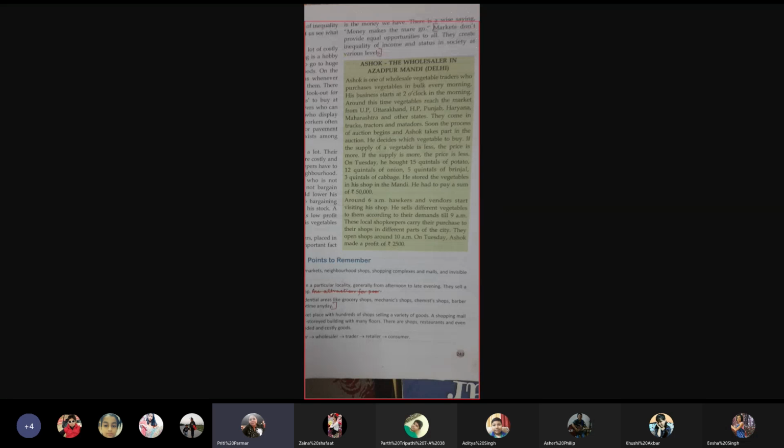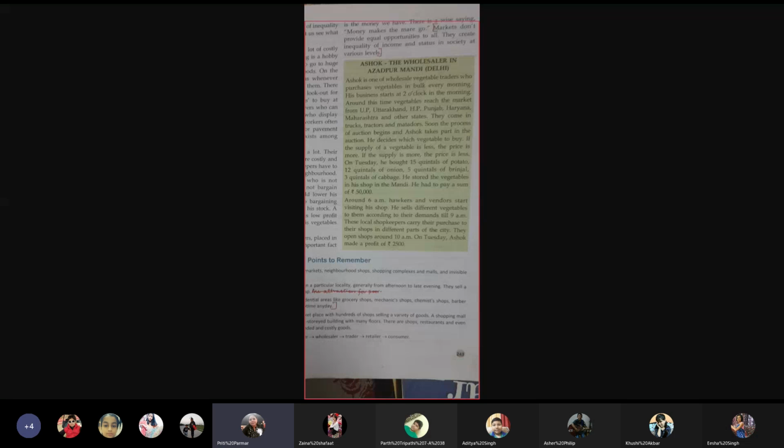Now, Ashok, the wholesaler in Azadpur Mandi, Delhi. Ashok is one of the vegetable traders who purchases vegetables in bulk every morning. His business starts at 2 o'clock in the morning. Around this time, vegetables reach the market from UP, Uttarakhand, Himachal Pradesh, Punjab, Haryana, Maharashtra, and other states. They come in trucks, tractors, and matadors.